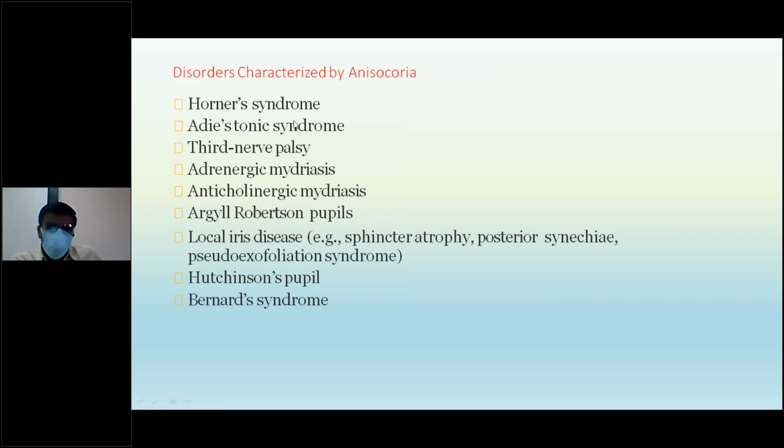The most important cause of Adie's tonic pupil is neurosyphilis. A midbrain lesion causes Adie's tonic pupil. Localized iris diseases like sphincter atrophy, posterior synechia, and pseudoexfoliation syndrome also cause anisocoria, as do Hutchinson's pupil and Gernandt syndrome. These are all the causes of anisocoria.